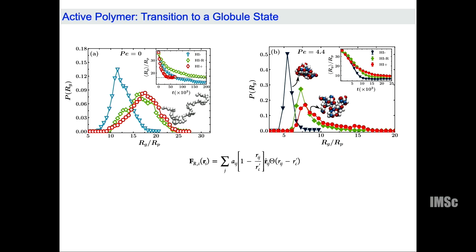So you see red curve to red curve here. When you increase the activity, when you go from passive to active, there is a condensation. Rg goes from roughly 15 to 5. So there is a condensation, which is what I showed you, right?